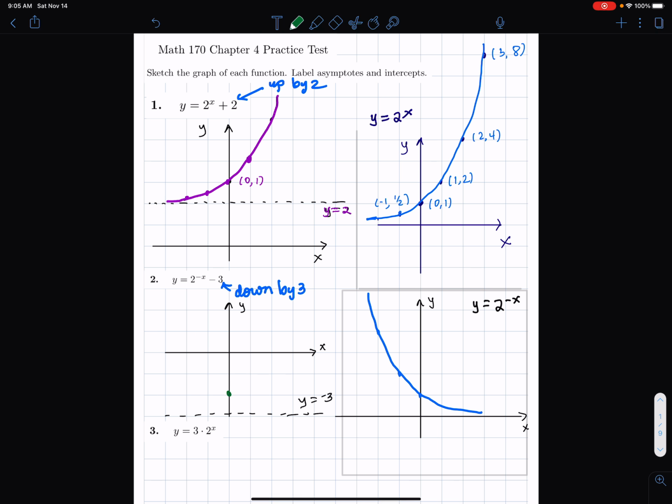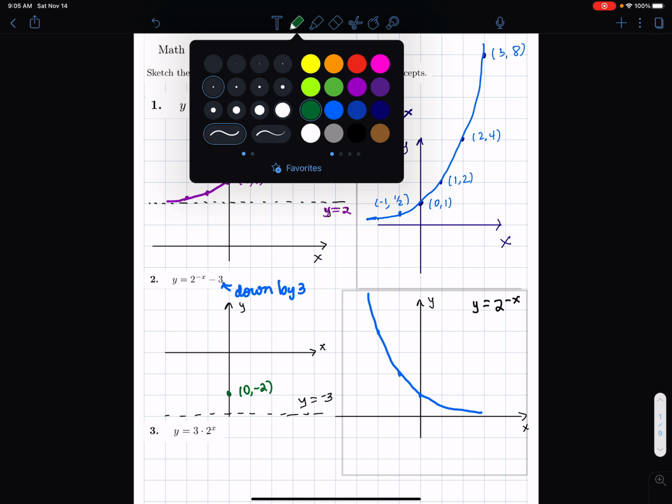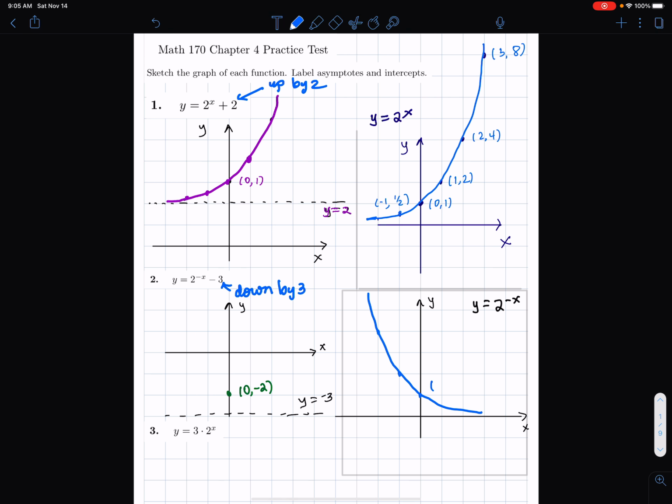Especially what you want to take notice of is that the intercept is moved down by 3. So on the right here, I should have labeled this. This is way better if I label this. (0, 1) is the y-intercept for 2 to the negative x. So if I take 1 and subtract 3, I get (0, -2).